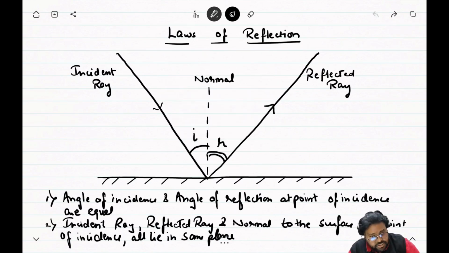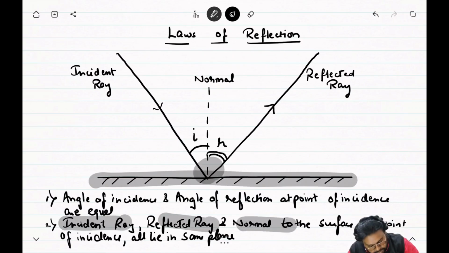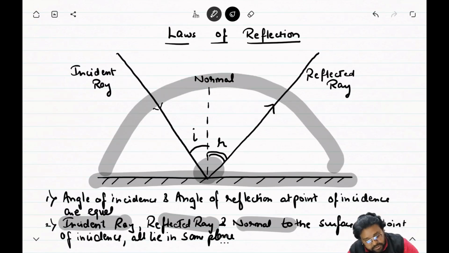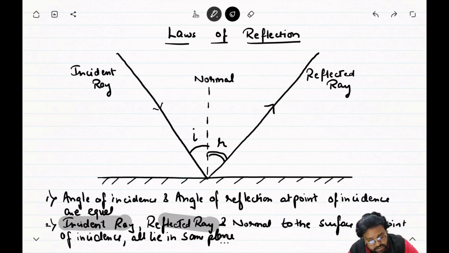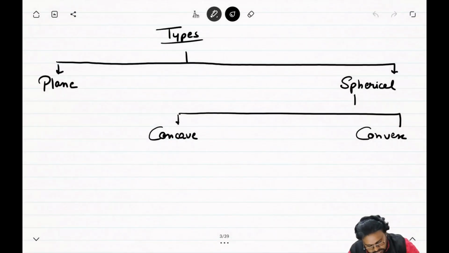The second law of reflection says the incident ray, the reflected ray and the normal at the point of incidence to the surface, they all lie in the same plane. That means nothing will go out of the plane. Each and everything would be in the plane. So these are the two statements of the laws of reflection.